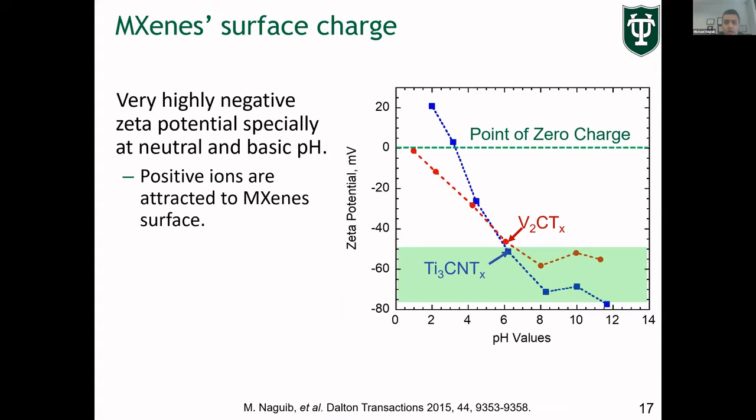So the MXene surface has a very highly negative zeta potential. When you measure the zeta potential, here are examples of vanadium carbide and titanium carbonitride, we found that the zeta potential is highly negative, especially at neutral and basic pHs. So what does this mean? This can explain why positive ions are attracted to the surface of MXene.